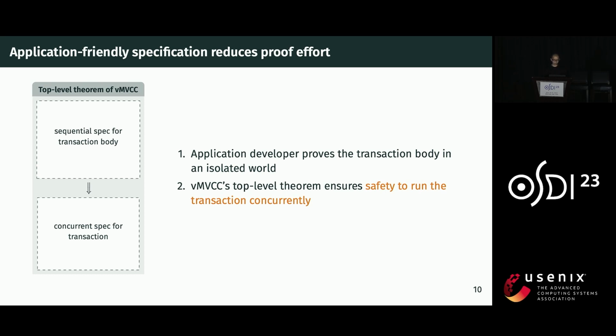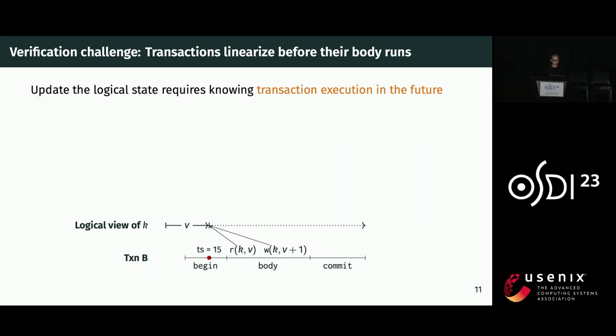Next, I want to talk about a verification challenge we encountered when verifying vMVCC. The challenge stems from the fact that MVCC transactions linearize before their body runs. And as mentioned earlier, we need to update the logical state at the linearization point. For instance, transaction B in the example should update the current value of K to V plus 1. But to do so, we need to know in advance what transaction B is going to do. In contrast, under two-phase locking, transactions linearize when they commit, at which point the updates are already computed by the transaction and therefore known to the proof.